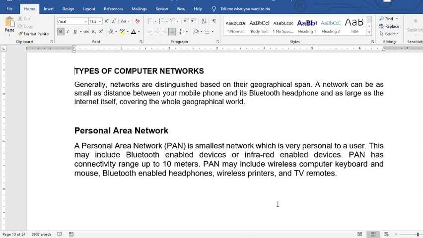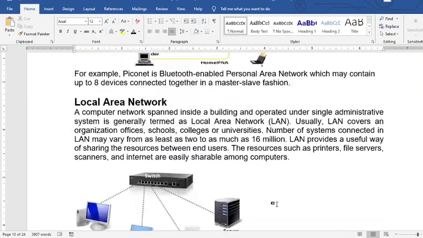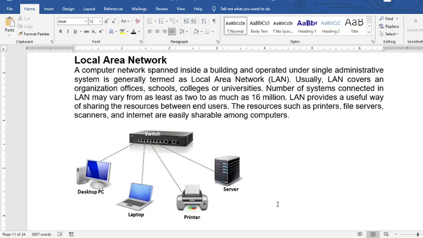Networks are generally distinguished by their geographical span. The first is the personal area network, the most common, which we call the PAN. It is the smallest network, and it is very personal. The next one is the local area network.